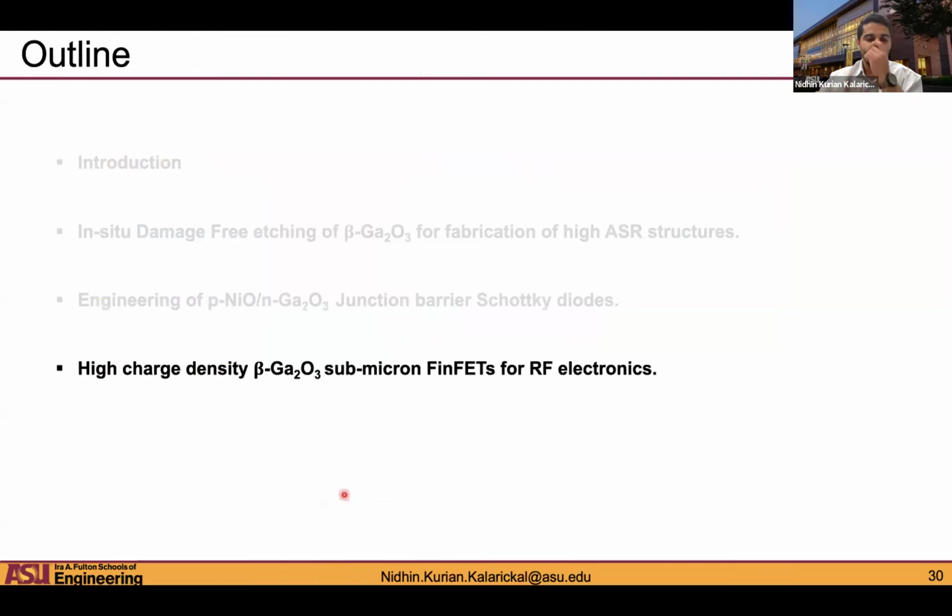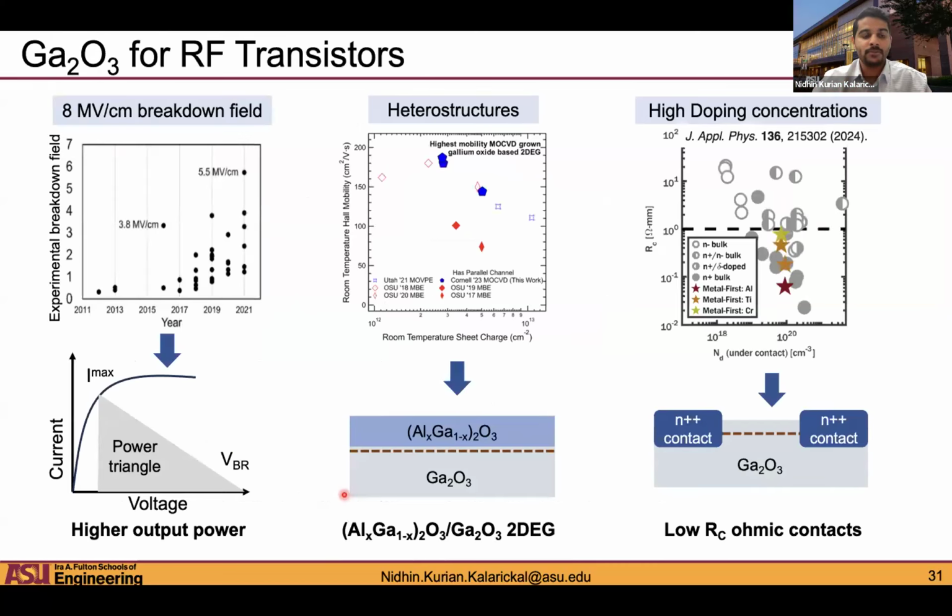Right, so finally, I'll move on to the last section, which focuses on gallium oxide for RF electronics, and particularly our recent work on getting FinFET devices to work on gallium oxide. Okay, so why would you look at gallium oxide for RF transistors? Well, there are some obvious advantages. One, of course, is the high breakdown field for gallium oxide. The higher breakdown field generally gives you a higher power triangle for RF devices, and that can potentially translate to higher output power density for power amplification, right?